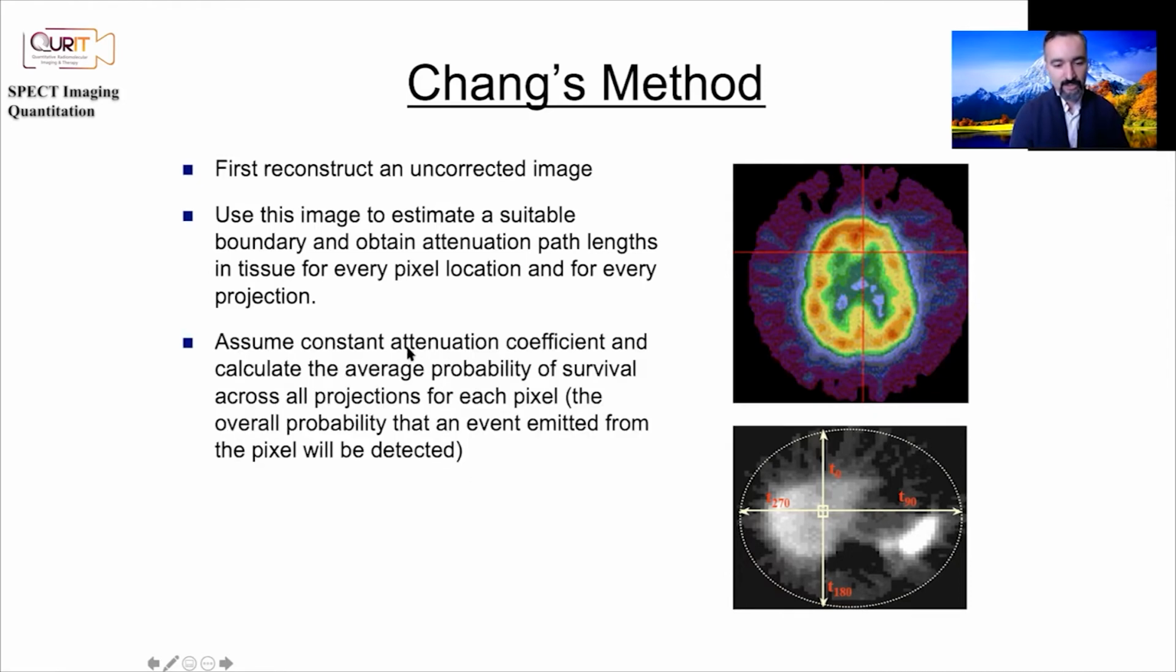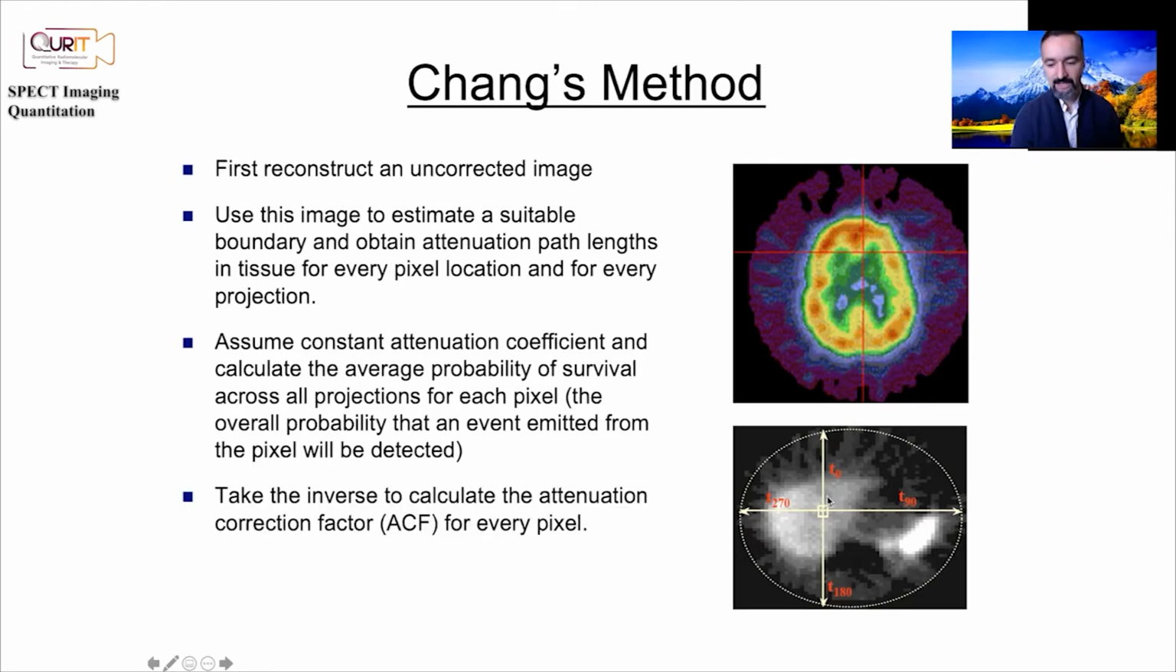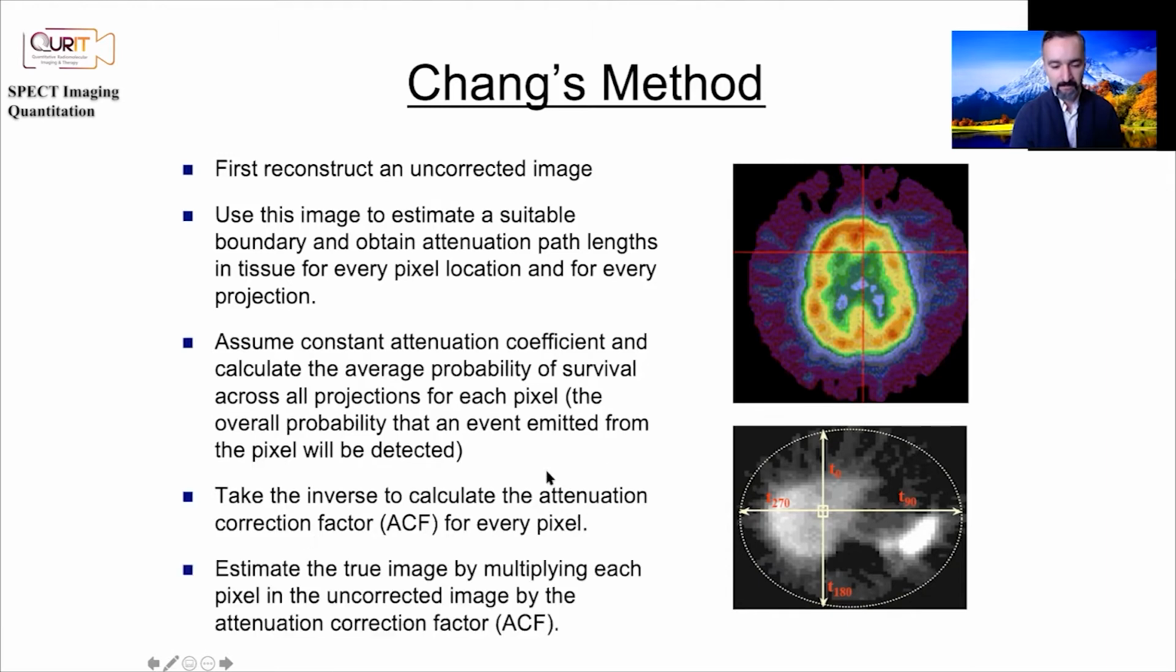And then you assume, again, a constant attenuation coefficient everywhere, the mu, the attenuation coefficient everywhere. And you basically take each pixel and you draw all kinds of projections from it, and you calculate the attenuation probability, or the probability of survival, for it to go through all of these not being attenuated, and then you average those. And you take the inverse of those average numbers, and that becomes the attenuation correction factor. And then finally, you take your uncorrected reconstructed image and multiply by that.